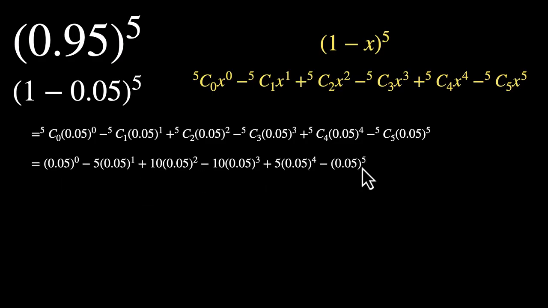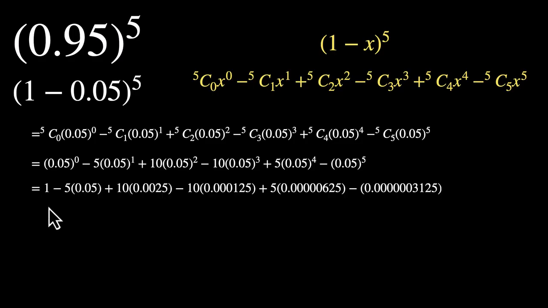This is probably the smallest term because this is 0.05 to the power 5. This will have 10 decimal places. 5 to the power 5 is 3125. So it's going to be 0.00000 3125. This is probably the largest term because all of these terms are less than 1. This is exactly equal to 1. But let's see what these terms are.